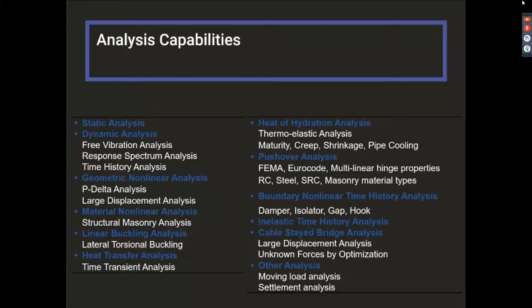For some parts of your bridges, it has structural masonry analysis, which is under the material nonlinear analysis. For your steel bridges, you can also include lateral torsional buckling or linear buckling analysis. It also includes time transient analysis for your pipe bridges. And heat of hydration analysis is also available in our software.